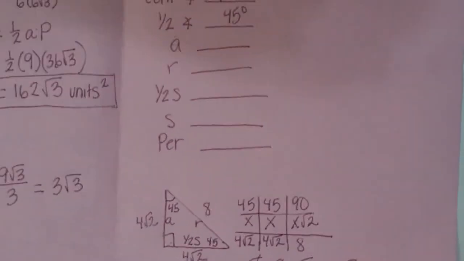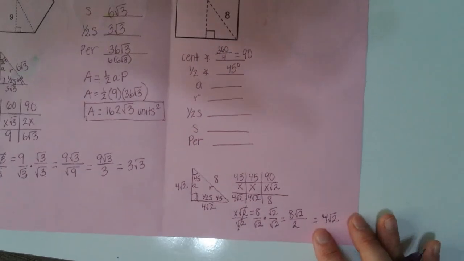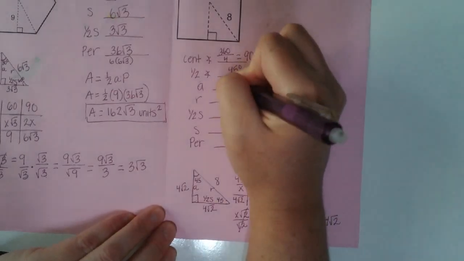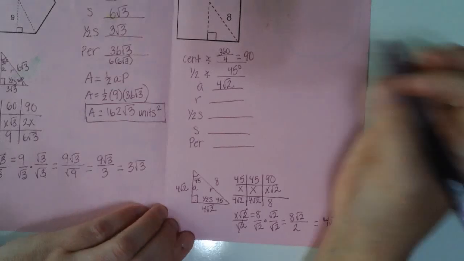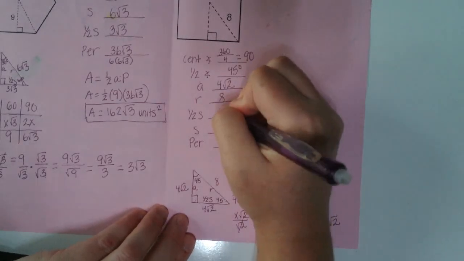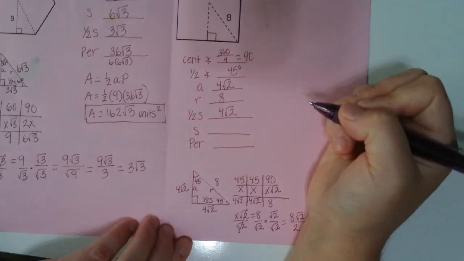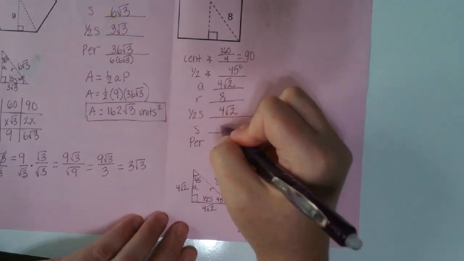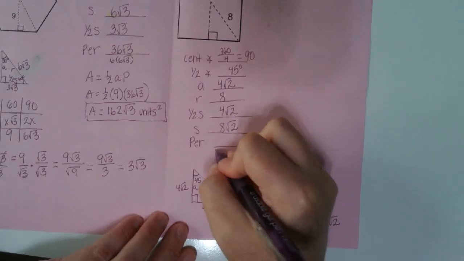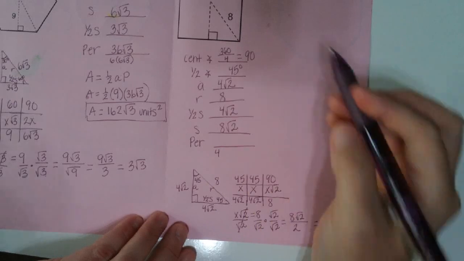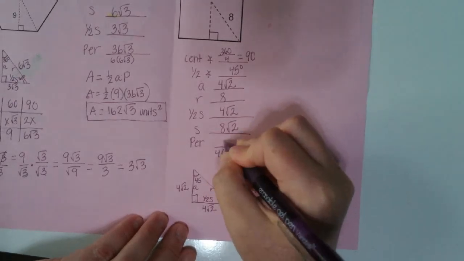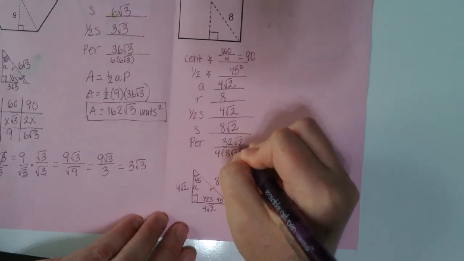Now taking that back up to our table. So the a is 4 square roots of 2. My r, well, we know that is 8. Half the side is 4 square roots of 2. So if half the side is 4 square roots of 2, double it, that would have to be 8 square roots of 2. To get the perimeter, it would be 4, because a square has 4 sides, so 4 times 8 square roots of 2. Well, 4 times 8 is 32 square roots of 2.